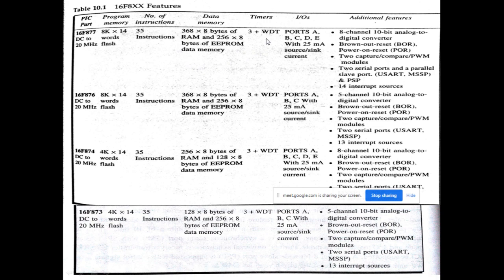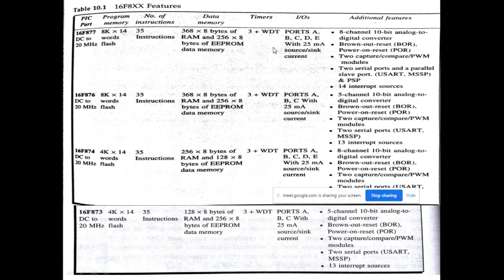Then if you see the timers, it has 3 timers plus watchdog timer. Watchdog timer is one of the additional types of timer, as you know, in PIC microcontrollers. It is used to keep a watch on the proper operation of the microcontroller. But additionally, there are 3 timer counters. If you remember, in the lowest device 16F84, only 1 timer was available in that microcontroller. That was timer 0. But here there are a total of 3 timers available.